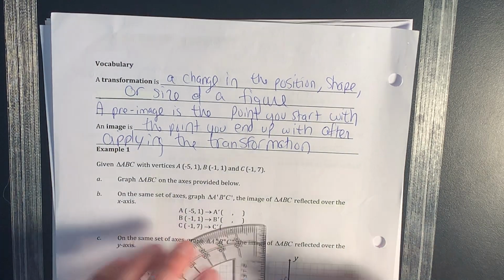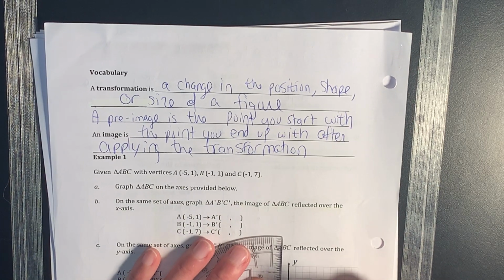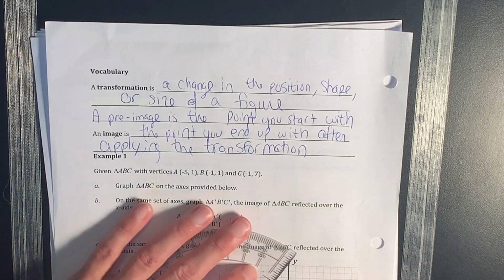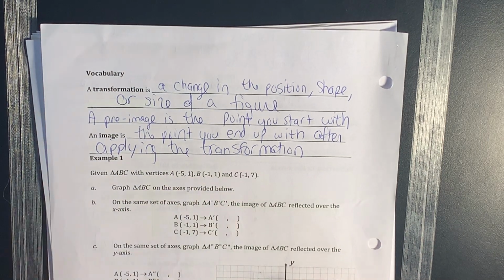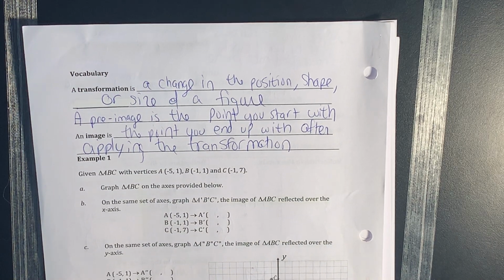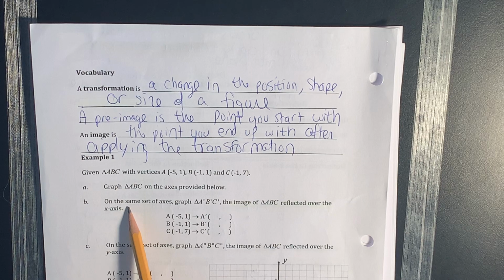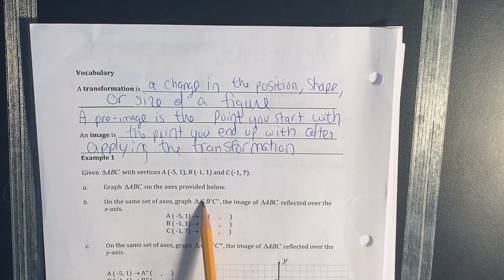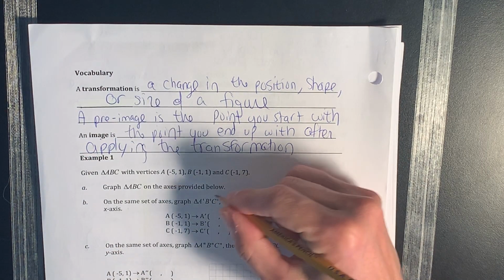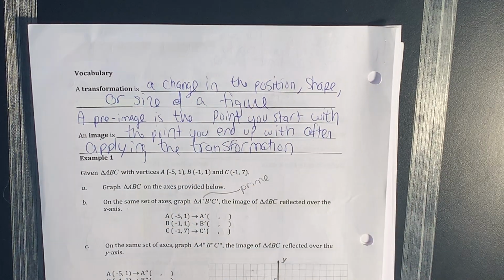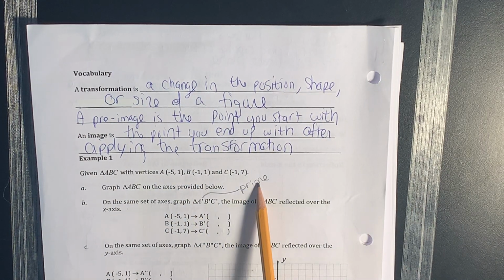I'm going to take my ruler. I'm going to draw my triangle. Okay, so we're now finished with part A. Part B, on the same set of axes, we're going to graph A prime. This stands for prime. Now, prime denotes your image.